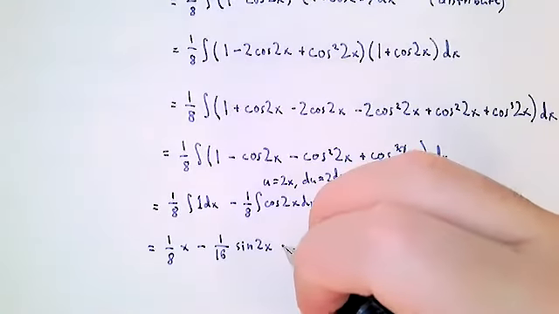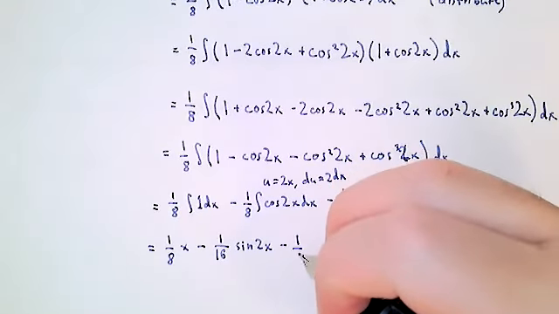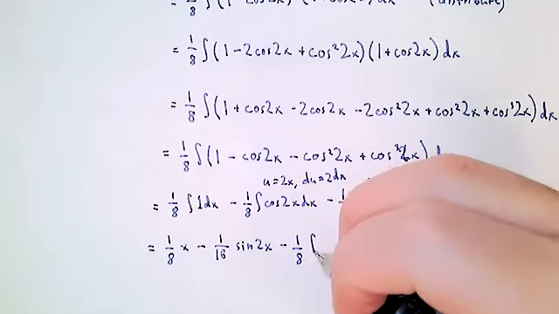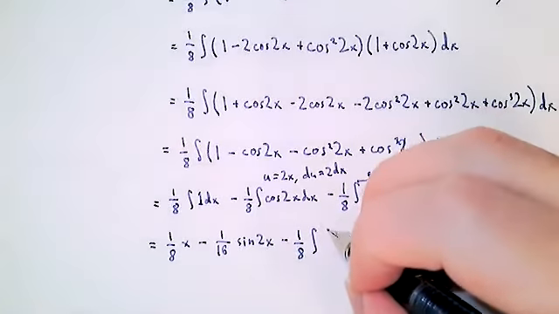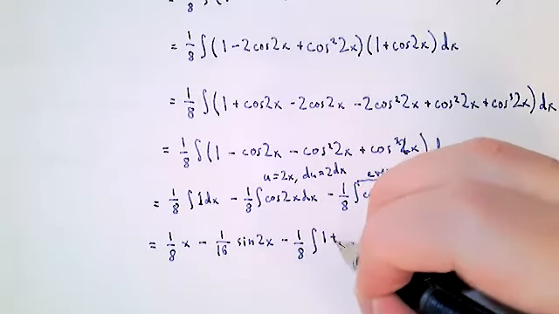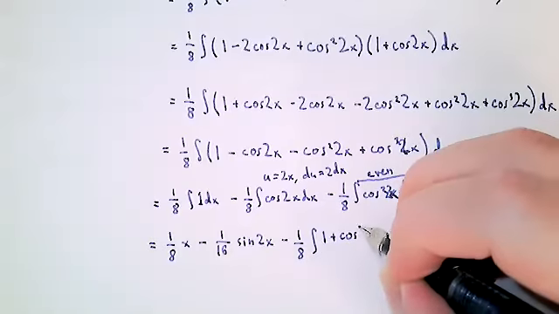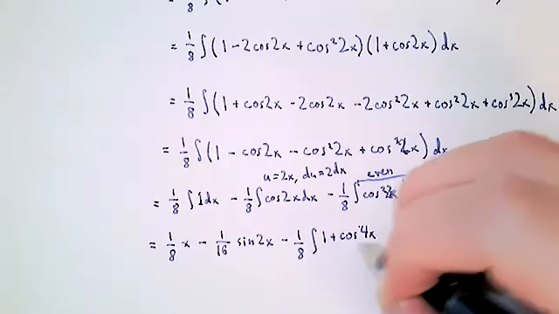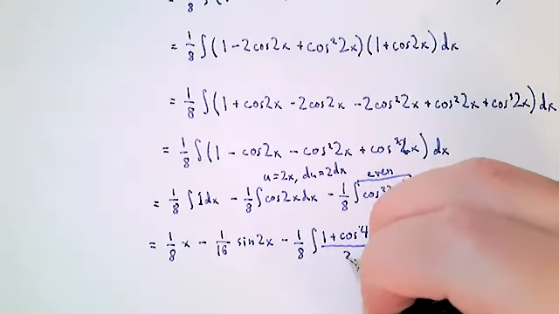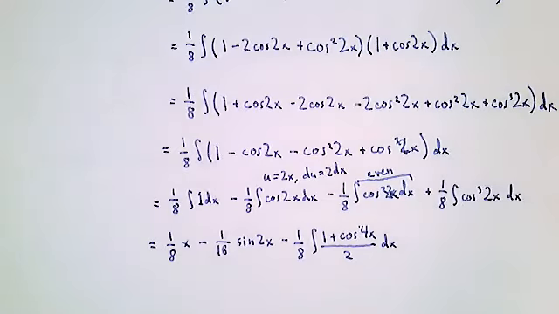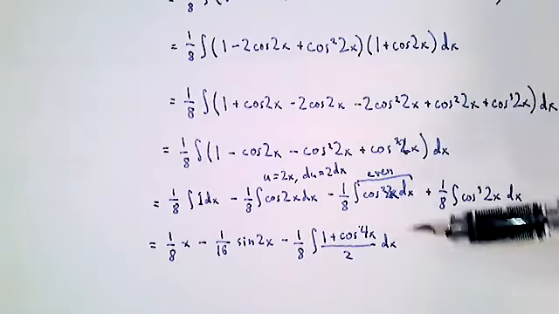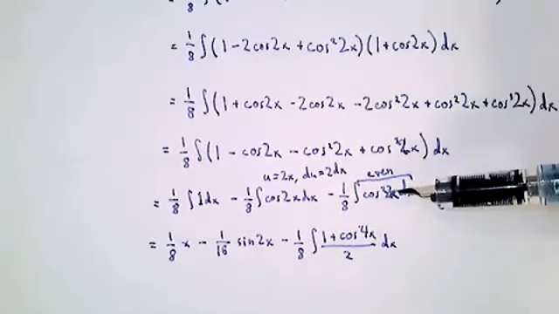So let me write that out. We get a minus 1 over 8. And then inside of our integral, we now have 1 plus cosine of 4x over 2 dx. So does everyone understand where the 4 came from, since we started with the 2?